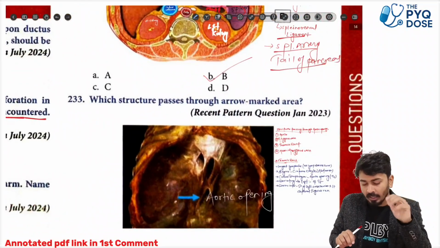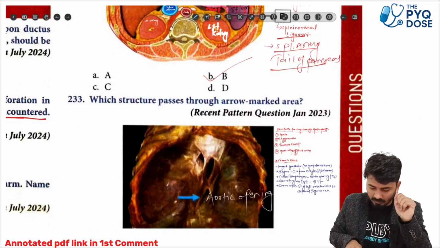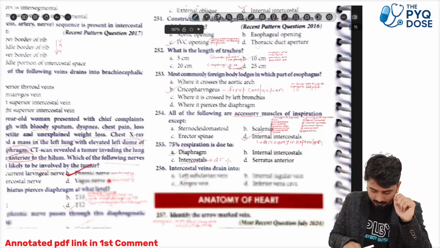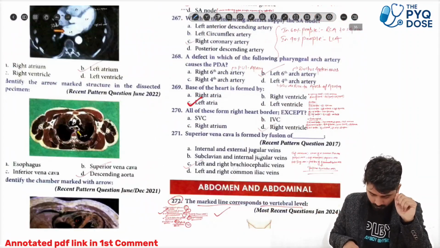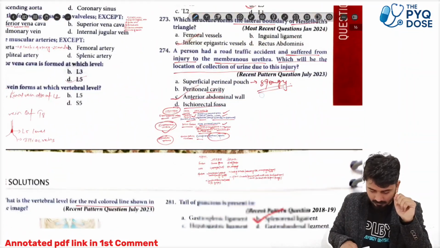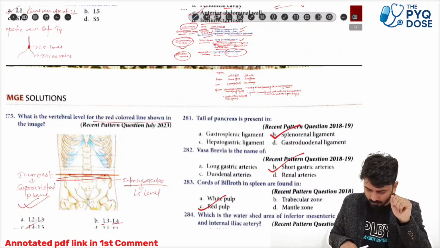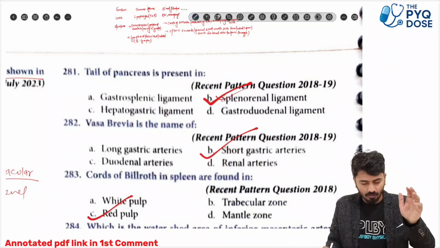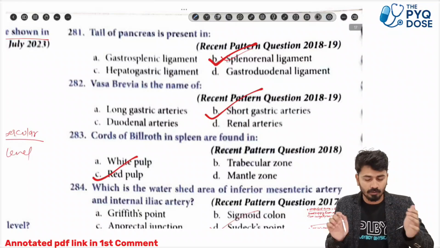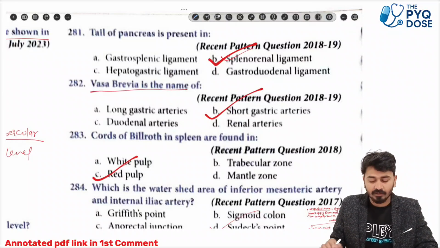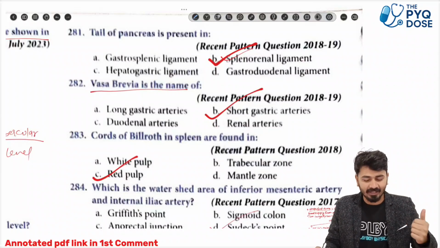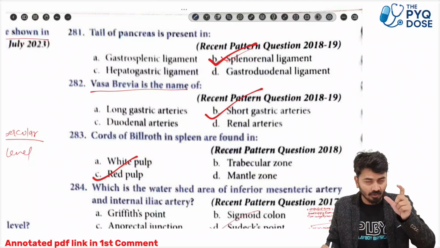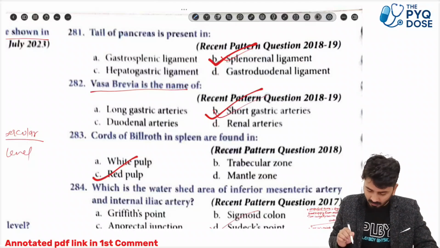So the thorax region I have already told you, so that is nothing but a splenorenal ligament, isn't it? So we have the direct answer here, splenorenal ligament. Don't need to go for many details here because you have already seen this. Vasa brevia is the name of vasa brevia. Already I told you brevia is used for short, isn't it? So that is short gastric artery.